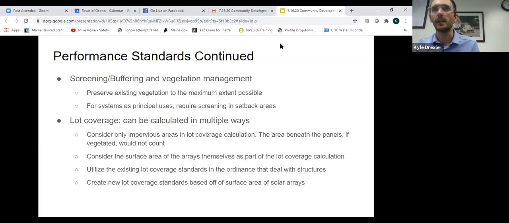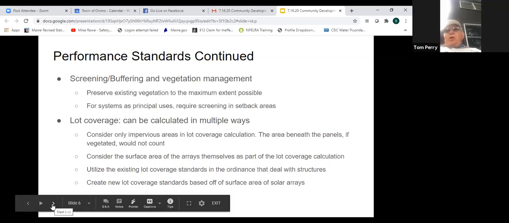So I think either way is acceptable, to use the surface area of the arrays or the actual impervious coverage on the ground. It's just that the number that you come up with is going to be different because the surface area of the arrays is always going to be a larger area than the impervious cover generated actually on the ground.